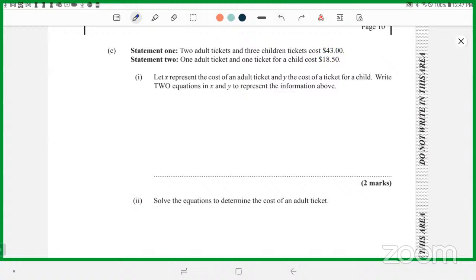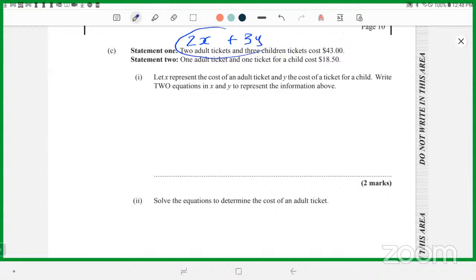Question says, let X represent the cost of an adult ticket. I'm going to put the X right here so I remember. So if X is the cost of an adult ticket and we bought 2 of them, then we spend 2 times the X. And that's plus. It says Y is the cost of a child ticket, the cost of 1 child ticket. We bought 3 children tickets here, so that's 3 times the cost of the children tickets.